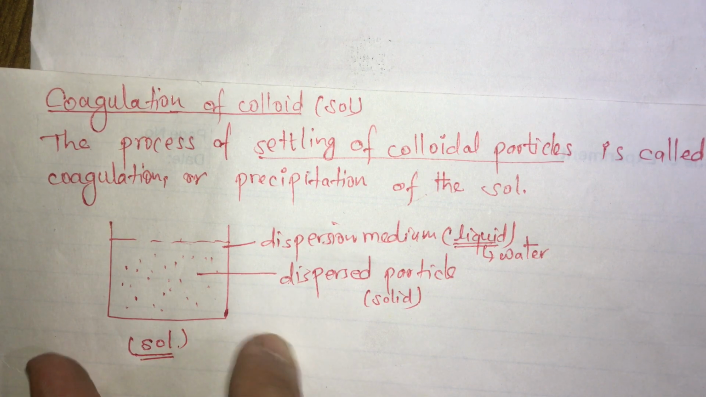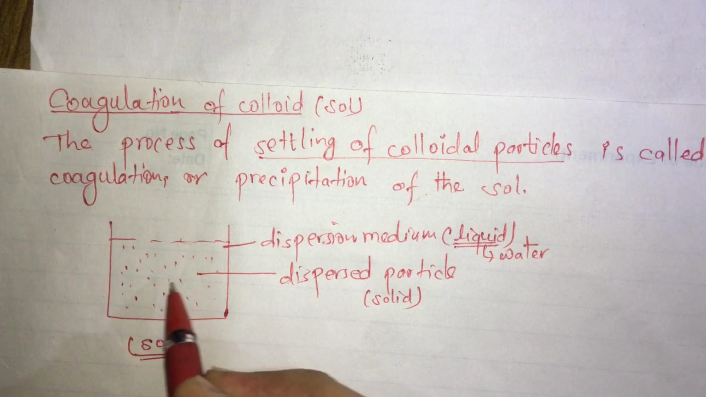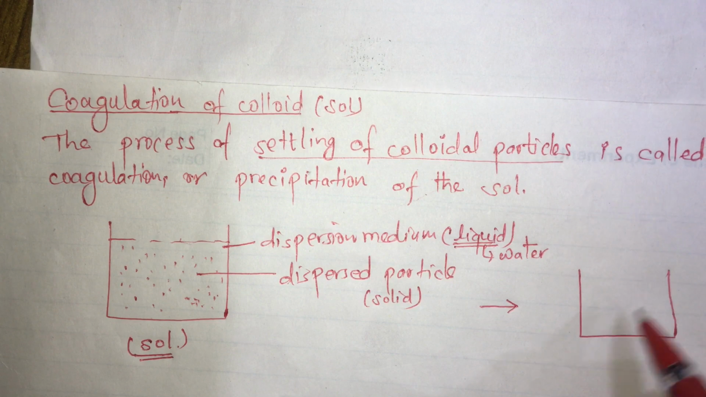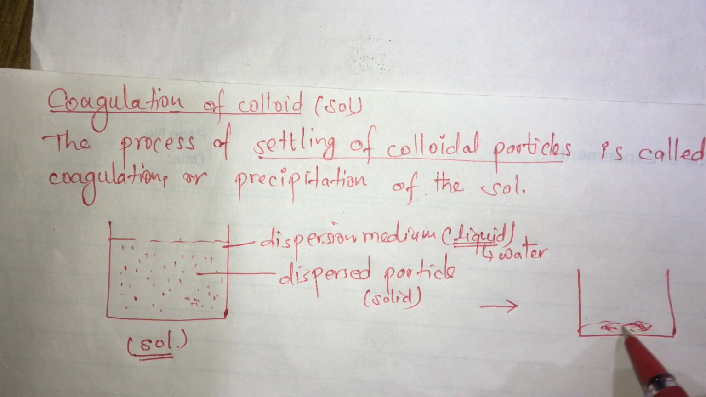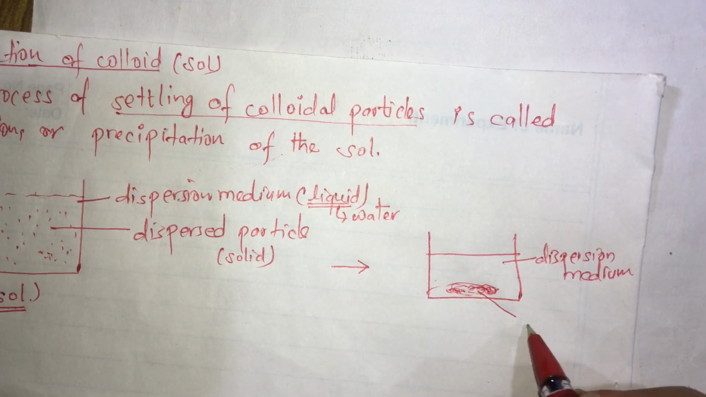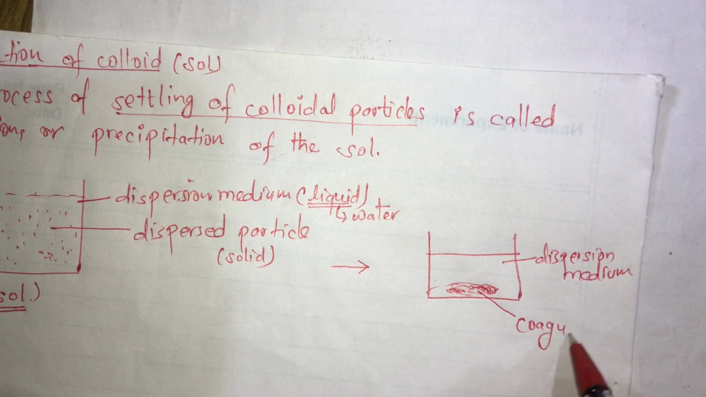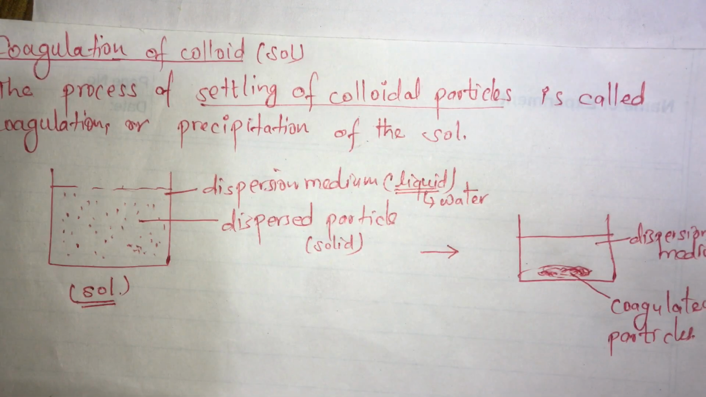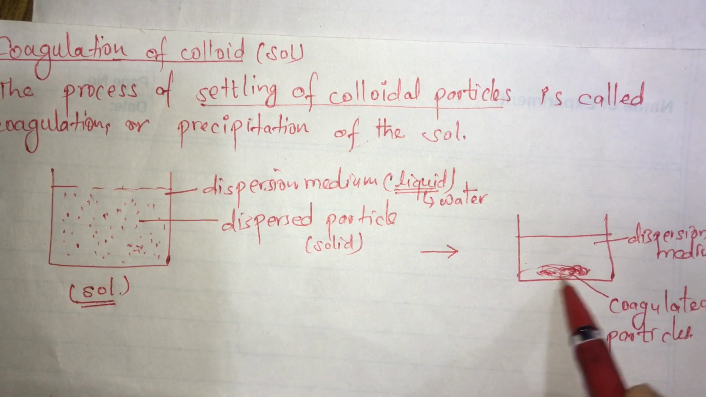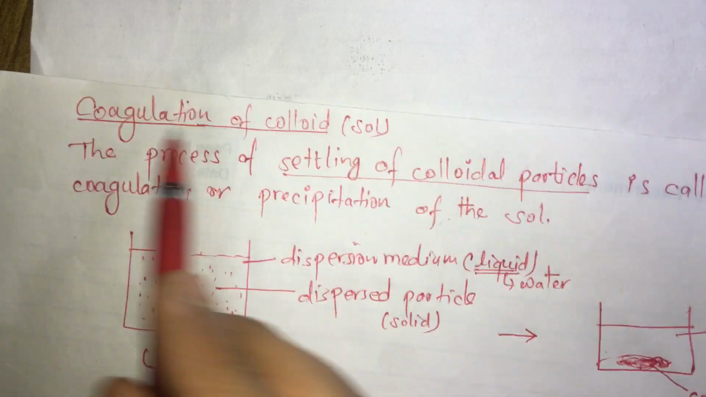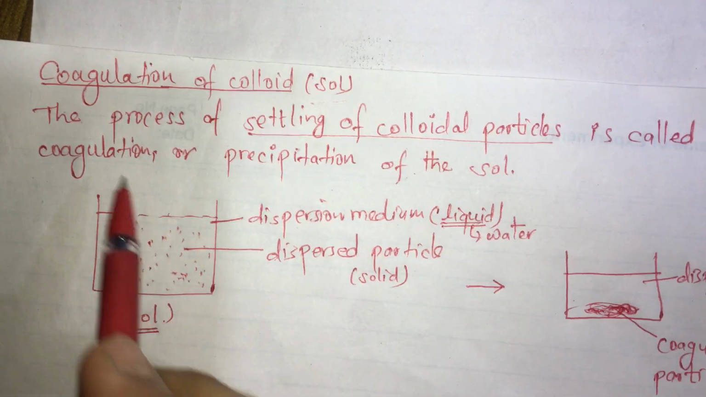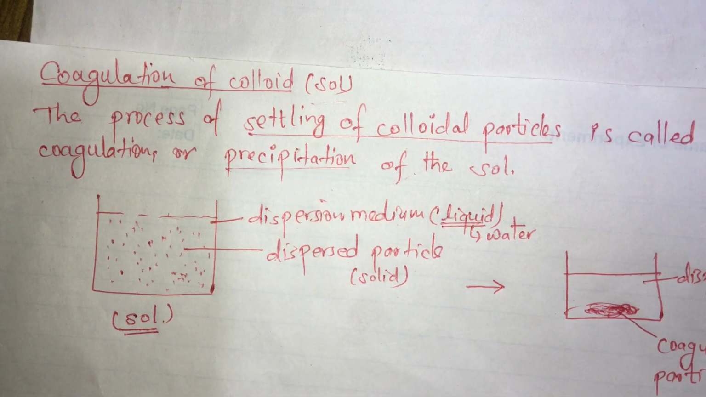So coagulation is the settling of all these colloidal particles, which get settled at the bottom. That means it is the settling of colloidal particles. This is the dispersion medium and these are all coagulated particles. So if dispersed particles get settled, then this process is called coagulation of colloid or coagulation of sol. And coagulation is also known as precipitation.